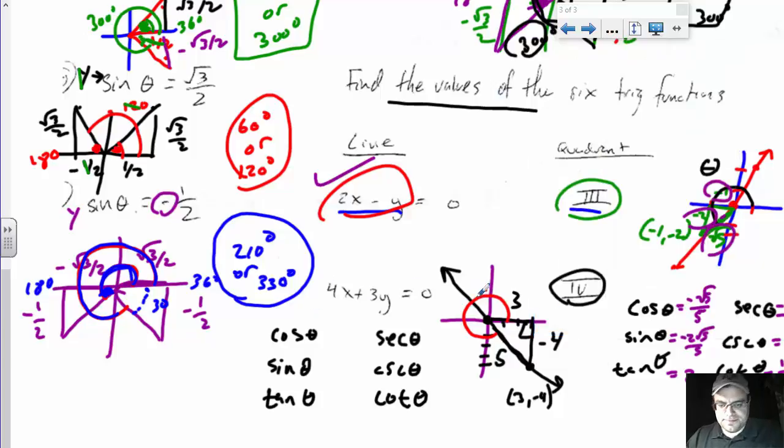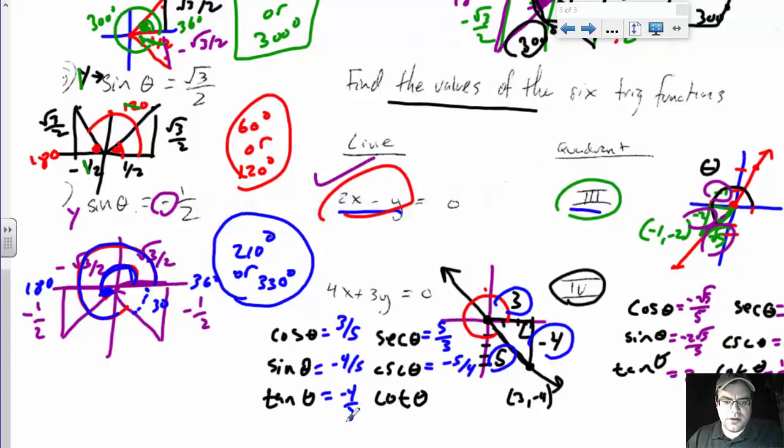Okay. Alright, so cosine is going to be your x over your radius, which is going to be 3 over 5. So your secant will be the reciprocal of that, which is 5 over 3. Your sine will be your opposite over your hypotenuse, so -4 over 5. And the cosecant is the reciprocal of that, which is -5 over 4. Your tangent is your y over your x, so -4 over 3. And your cotangent will be the reciprocal of that, which will be -3 over 4. So these are all of your answers for this one, and we're done with this review.